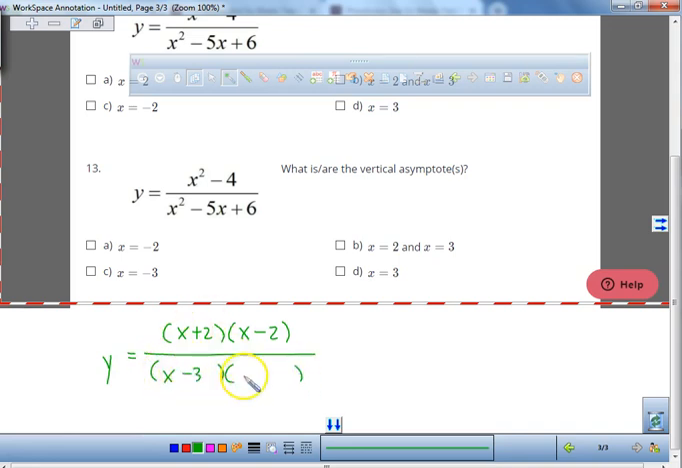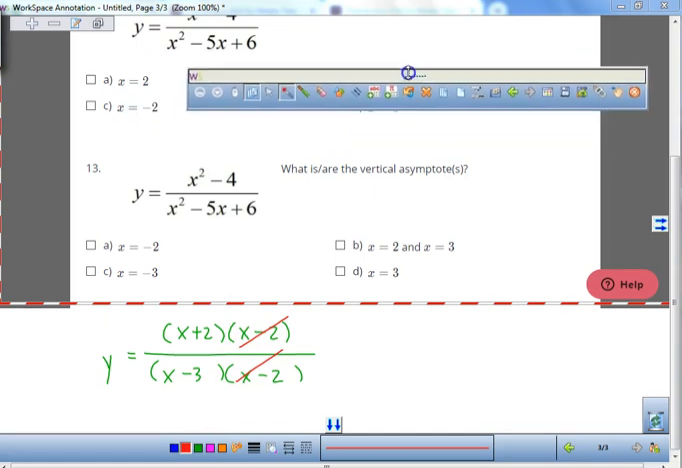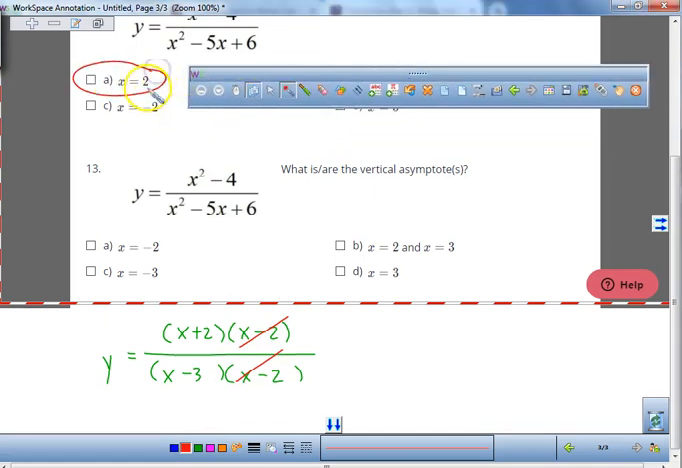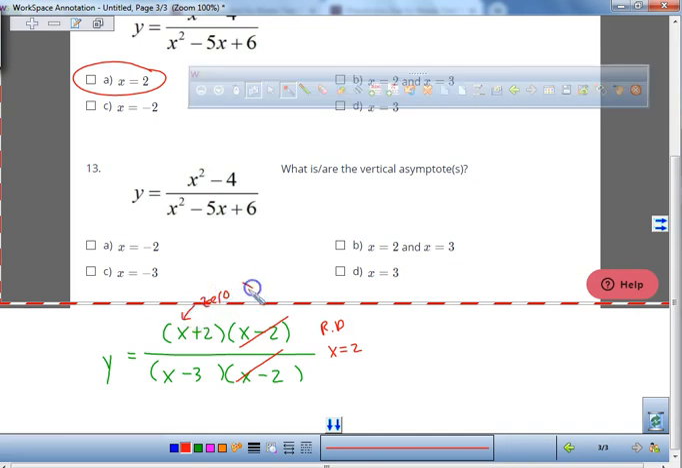X minus 3, x minus 2. What do we notice about these? We have removable discontinuity, and we found the removable discontinuity to be right here at x equals 2. I'll call that the RD at x equals 2. This, what did we call that? That's a 0. And where was our 0 located? At x equals what? Negative 2. X equals negative 2.